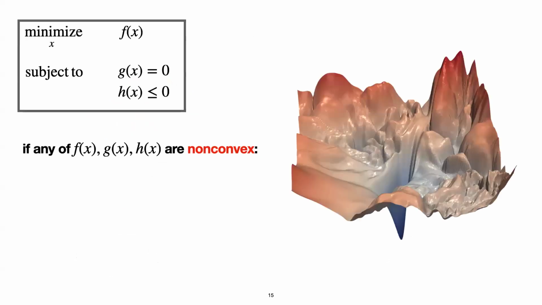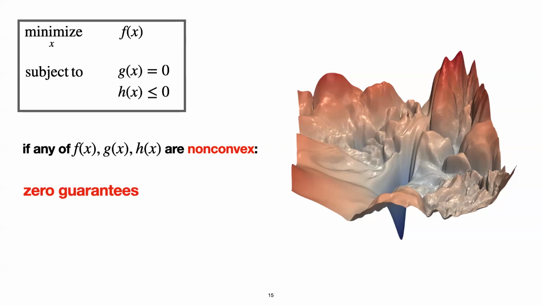So what makes a problem easier or harder to solve? At a very high level, if I take a constrained optimization problem and any of the functions f, g, and h are non-convex, I have a non-convex optimization problem. I want you to imagine something like this: an extremely heinous cost landscape where there's clearly one global minimum and a bunch of local minima everywhere.